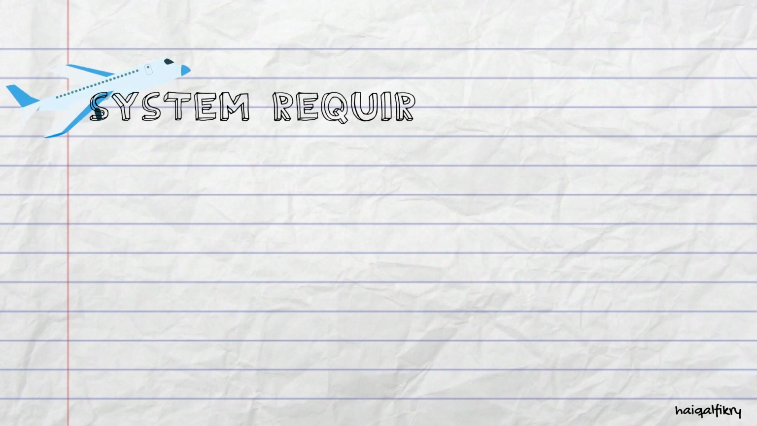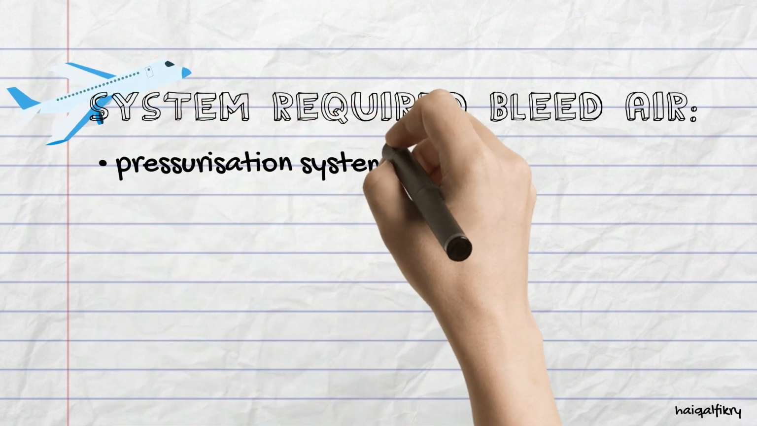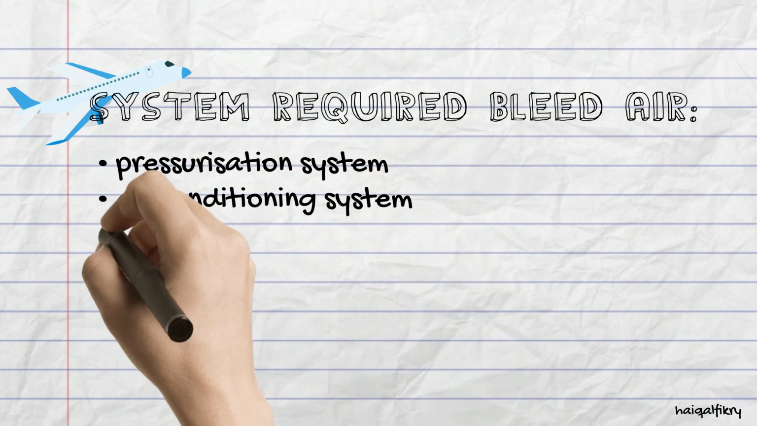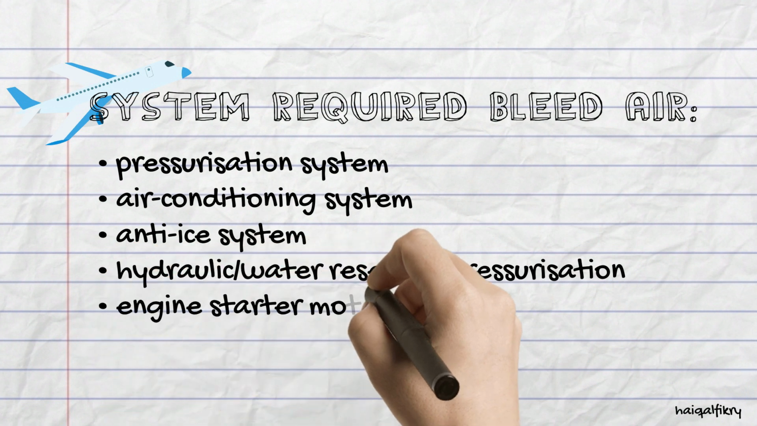For decades, aircraft have used engine bleed air for a variety of purposes, spanning everything from engine starting to cabin pressurization to anti-icing. It includes pressurization system, air conditioning system, anti-ice system, hydraulic or water reservoir pressurization and engine starter motor.